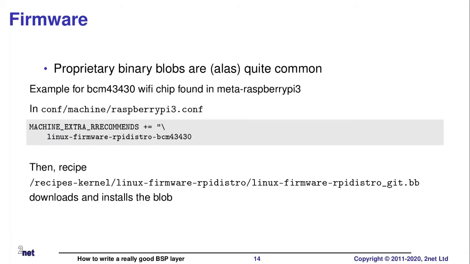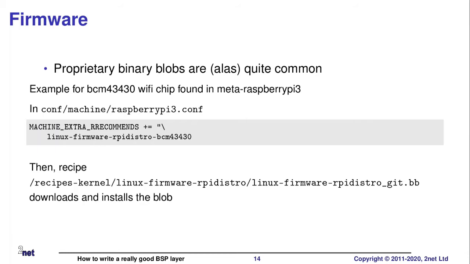Next thing, firmware blobs. A lot of things don't work until you poke bits of binaries into the right registers and right chips, unfortunately. So here's an example, actually taken from meta-raspberrypi, but I've tweaked it a little bit. So we added a dependency in the configuration file, in this case for the Raspberry Pi 3, and this is for the firmware for the Wi-Fi MAC. And then to fulfill that, there is a recipe down here: linux-firmware-rpidistro.